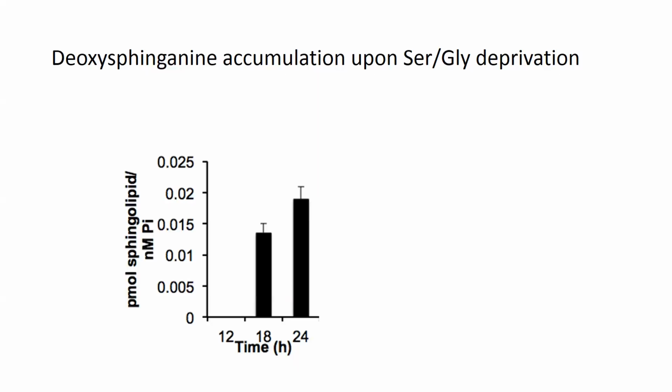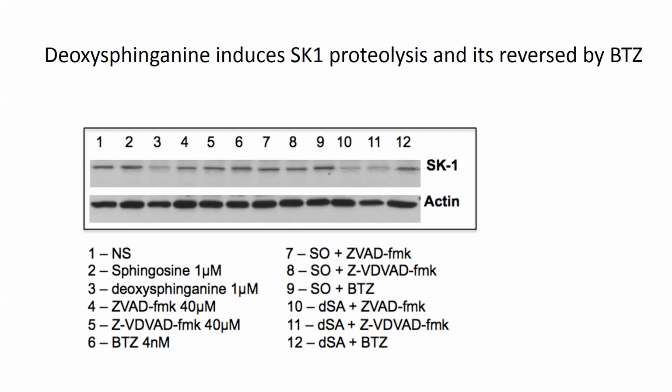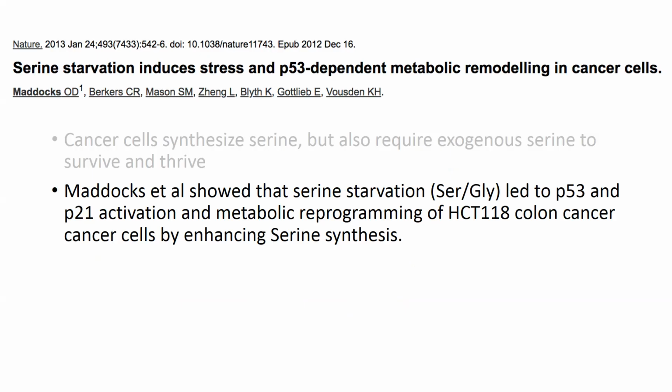And here I'm showing the accumulation of these non-canonical sphingolipids when you deprive cells of serine. They really accumulate, and they are toxic to the enzyme. So when they accumulate, when you treat cells exogenously with them, they break the enzyme down. And if you inhibit proteolysis, the enzyme is no longer degraded. So that tells you that they are important in regulating the enzyme. And so we were really interested in this because we wanted to see, when we knock down this enzyme by this pathway, what does it do to serine synthesis?